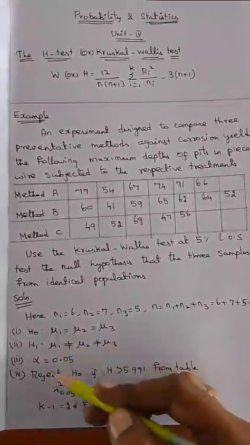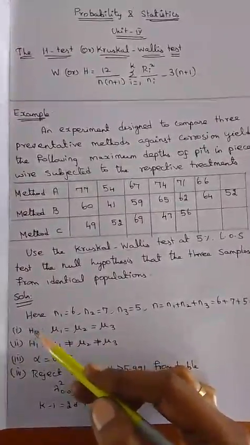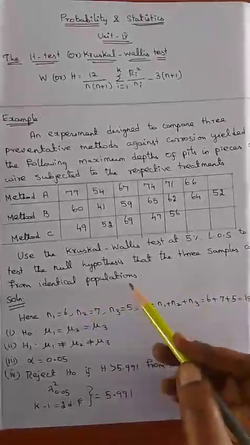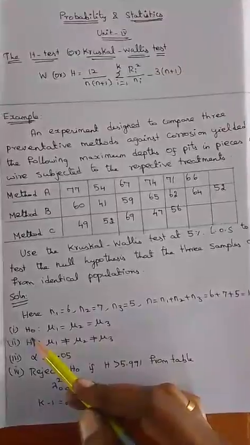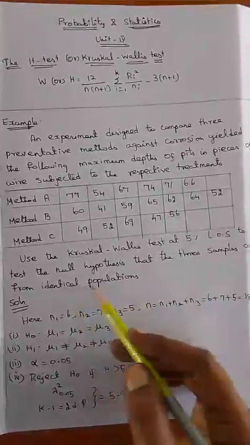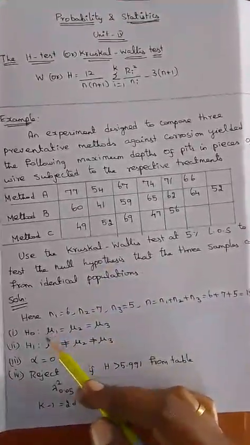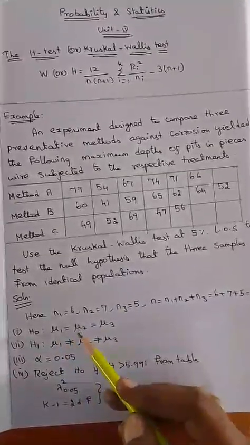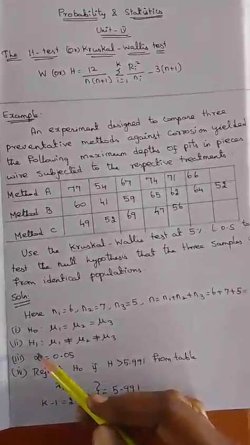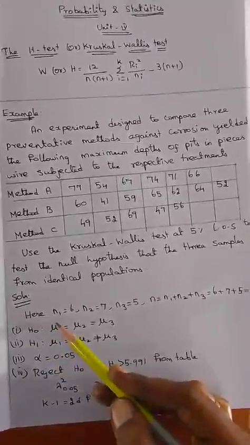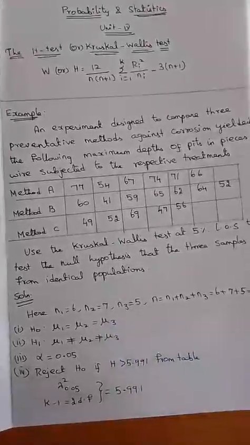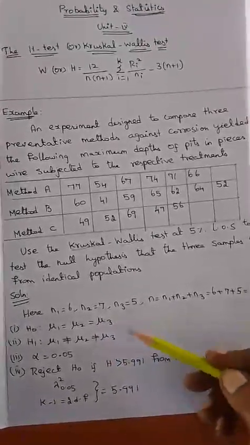First we have to state our hypotheses, starting with H0. They say the 3 samples came from identical populations, so we take the null hypothesis. Null means no difference. They give the same thing in the question also. So we take the null hypothesis H0 as mu1 equal to mu2 equal to mu3. Next we take H1, the alternative hypothesis, alternative to this null hypothesis, that there is a difference. So in the final conclusion we have to select whether H0 or H1.